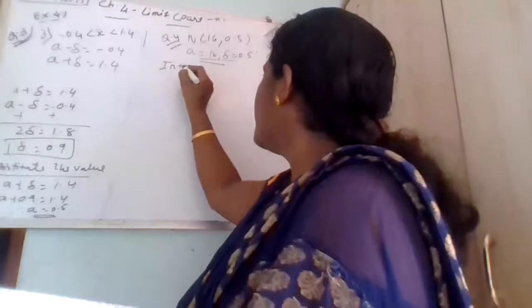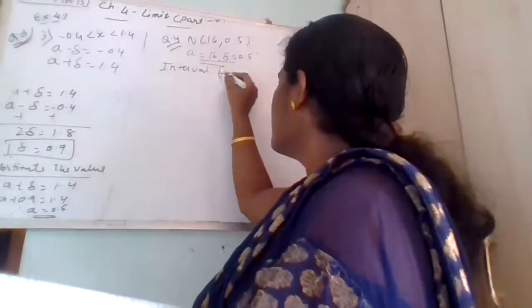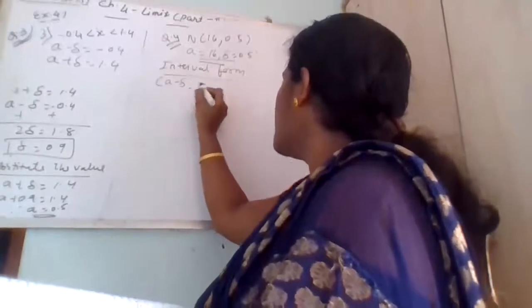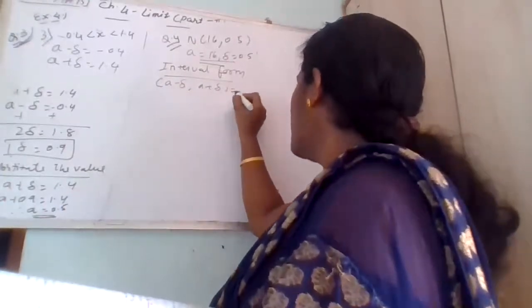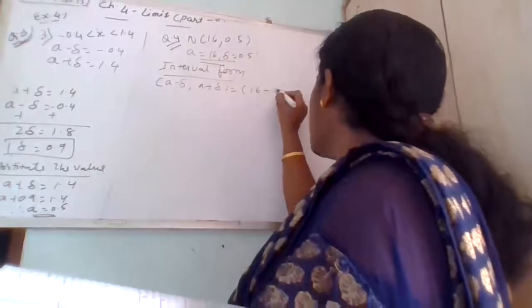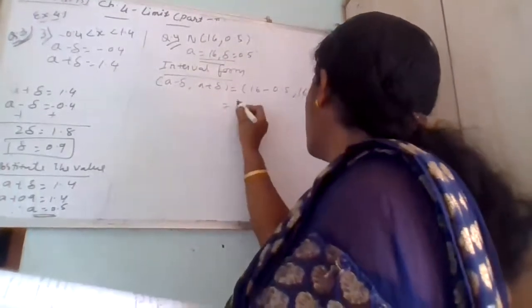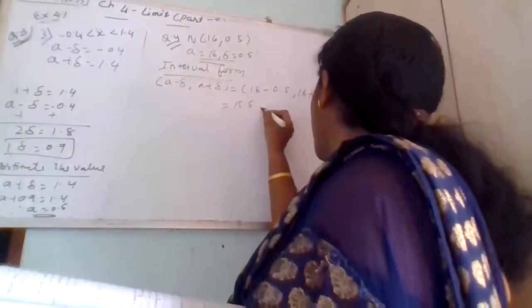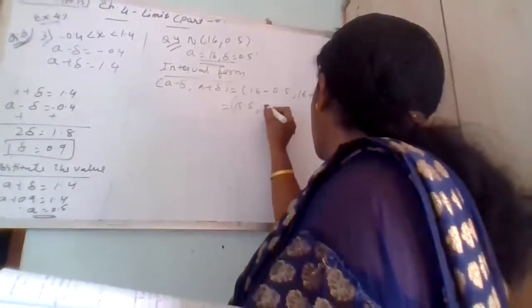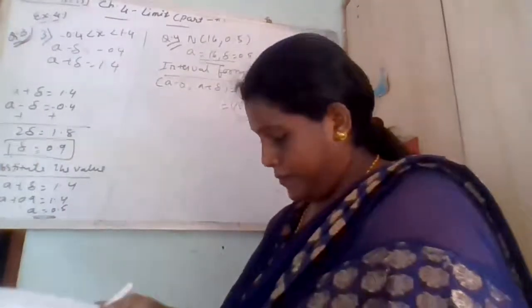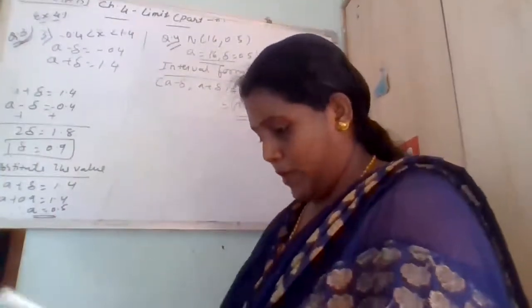Then what you have to find is the interval form: a minus delta, a plus delta. That is 16 minus 0.5 and 16 plus 0.5. That comes to 15.5 and 16.5.